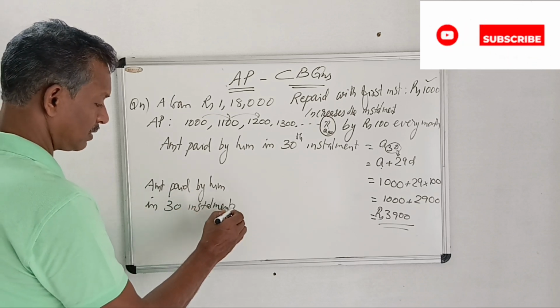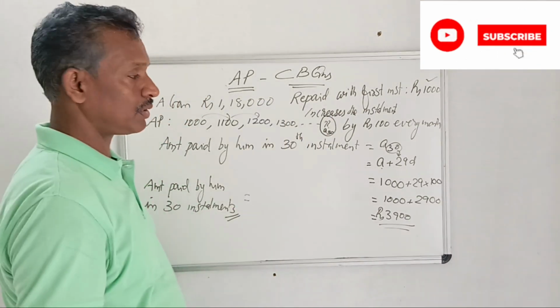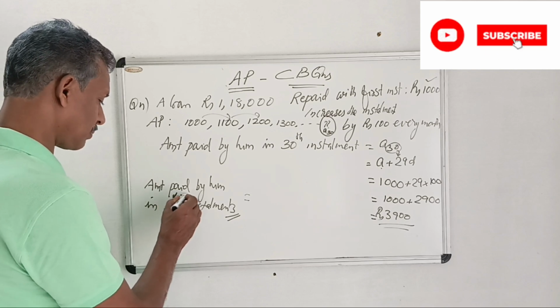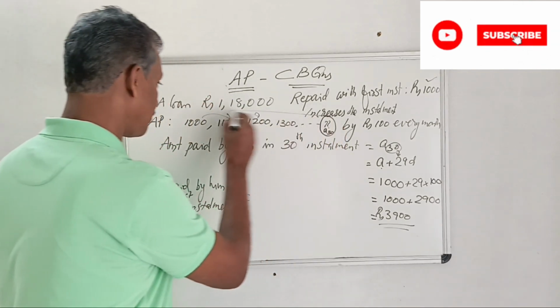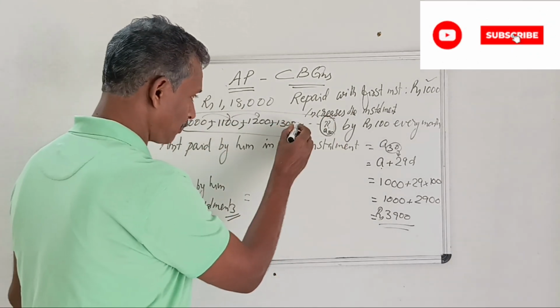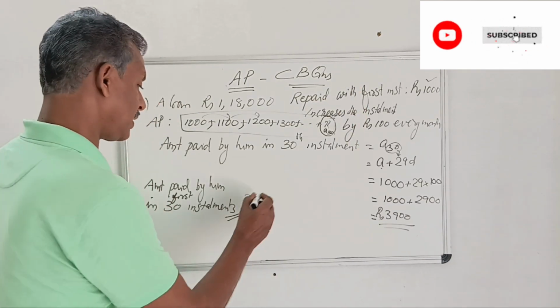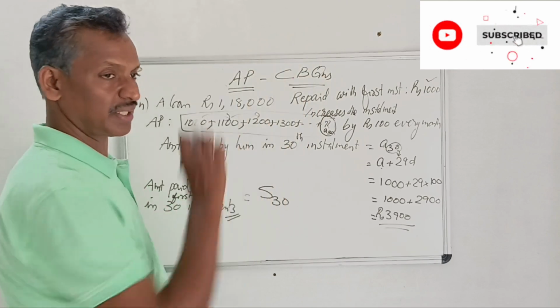You see the word installments, it's a plural, not only a particular installment, up to, or we can say first 30 installments. From the first to the 30th installment all together, how much has he paid? So you have to add all these. That means you have to find S30, the sum of the first 30 installments.